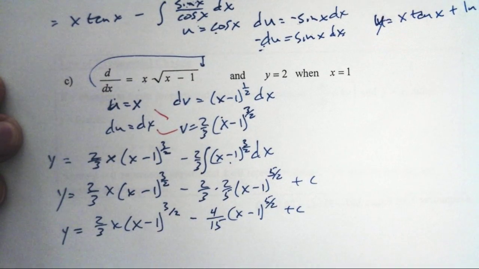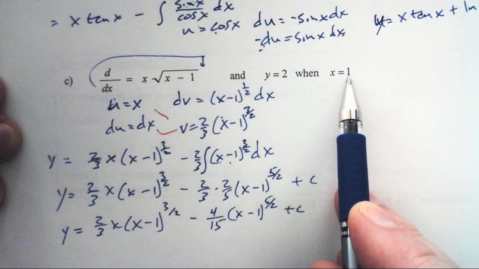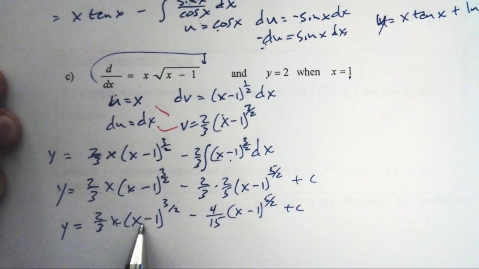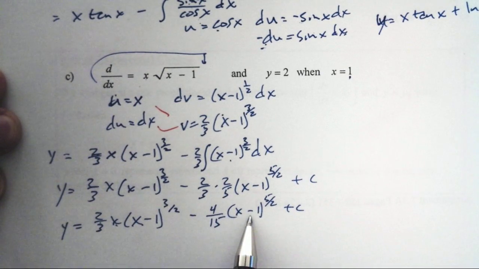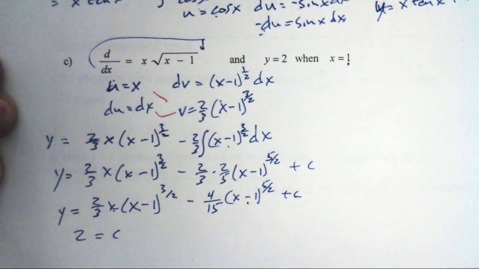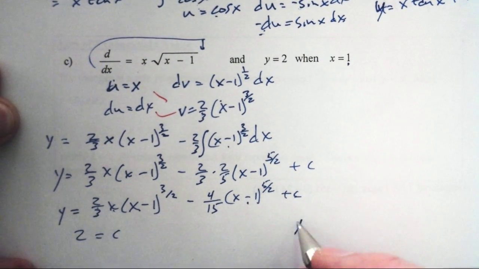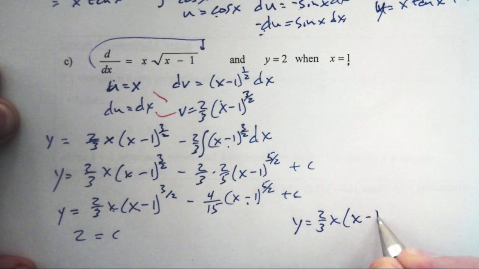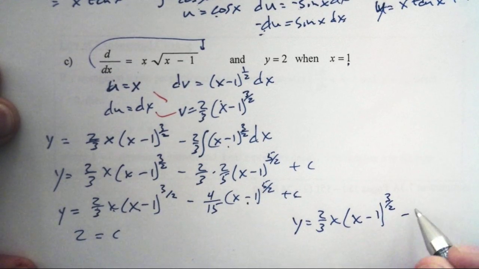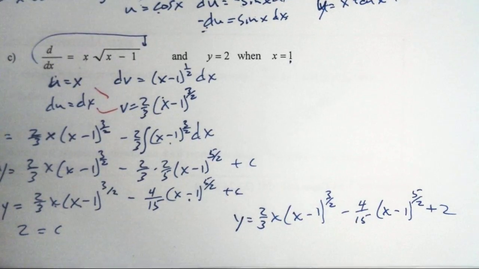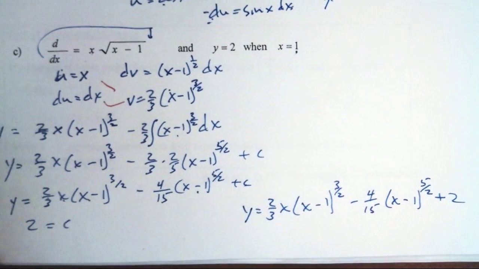Are we done? Nope. And wow, how merciful of them to give us x is 1. Because when x is 1, I get 2/3 times 1 times 0, and I get a 0, and c is just equal to 2. So final answer, y is 2/3 x times x minus 1 to the 3/2 minus 4/15 times x minus 1 to the 5/2 plus c, but c is 2. And there we have it.